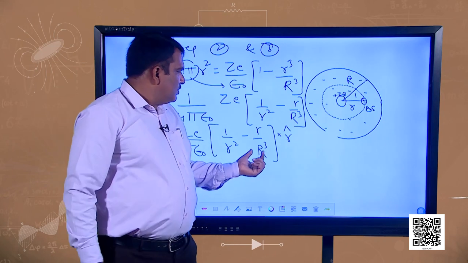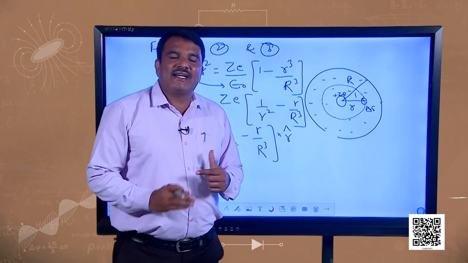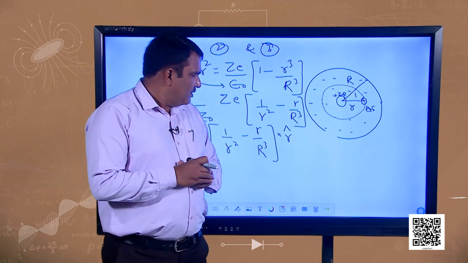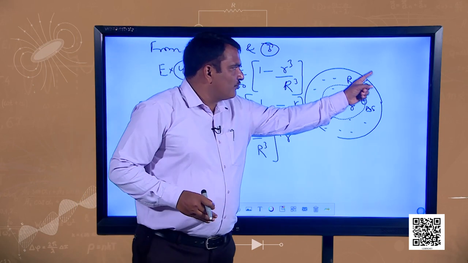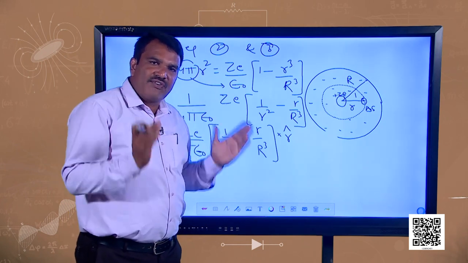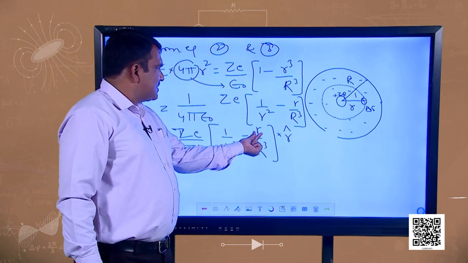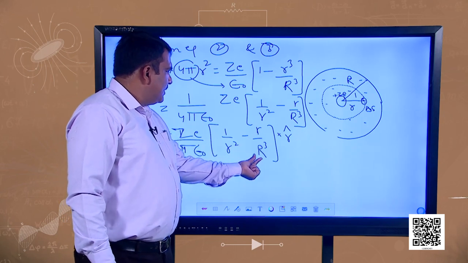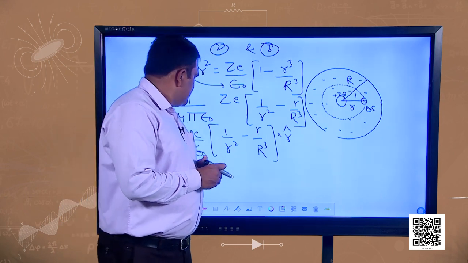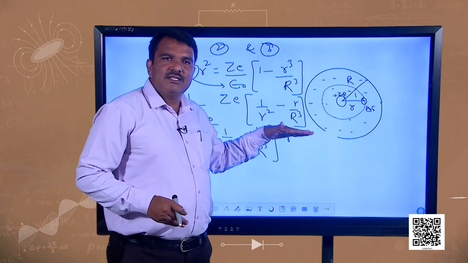Now, from this formula, you can easily get the electric field at any point on the surface of the atom. If you want to find the electric field on the surface of the atom, you can just replace small r by capital R, and you will get the electric field on the surface is zero.